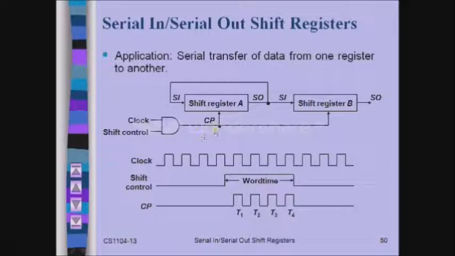Okay, now during the first clock pulse, the LSB of this shift register A would be shifted out, and that is copied into the MSB of the same register as well as shifted into the shift register B. Okay, for the first clock pulse one bit, for the second clock pulse the next bit, for the third clock pulse the third bit, and for the fourth clock pulse the next bit. So this is how we transfer or shift the data serially.